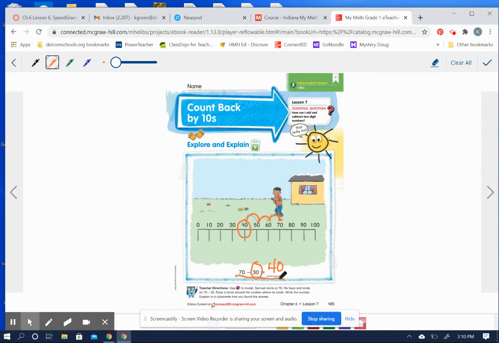And if you recognize from yesterday's lesson, 7 tens minus 3 tens is the same as 4 tens, which is 40. Yep, if you know 7 minus 3 equals 4, then you can see how that is very similar here.